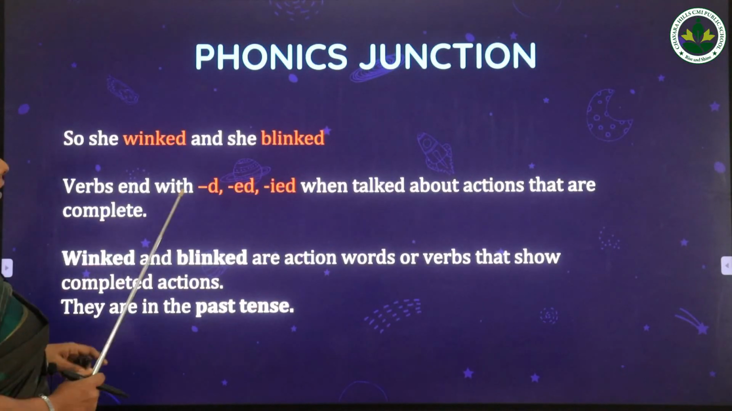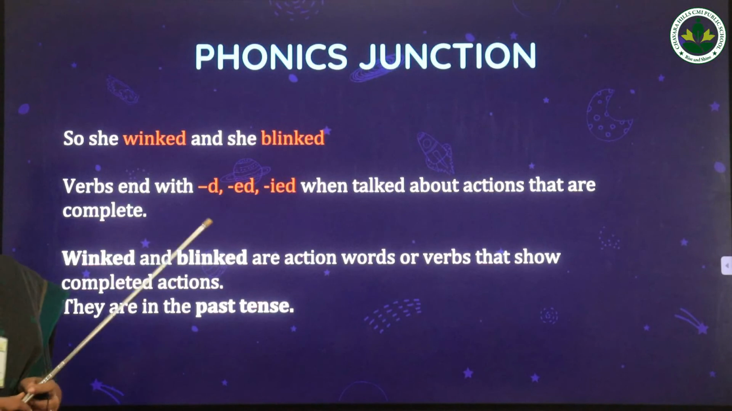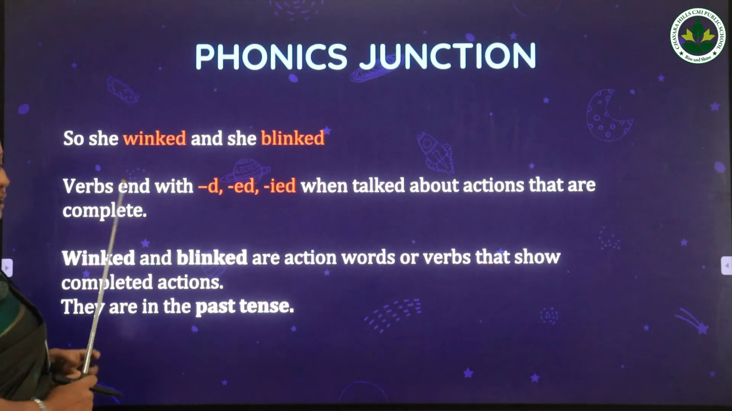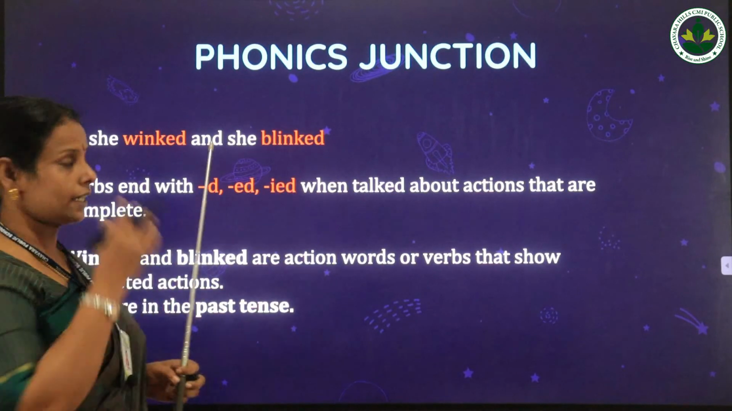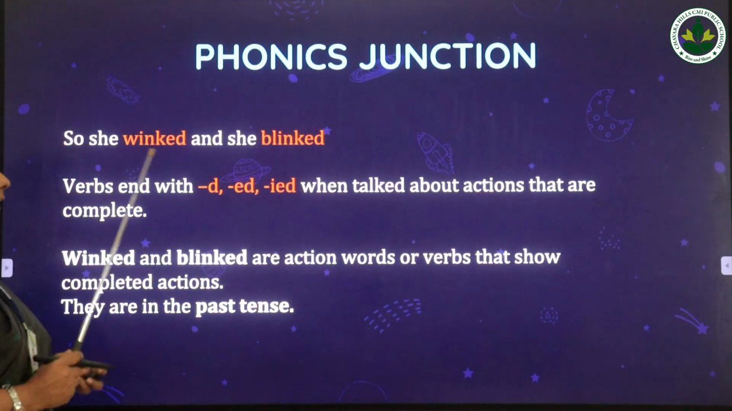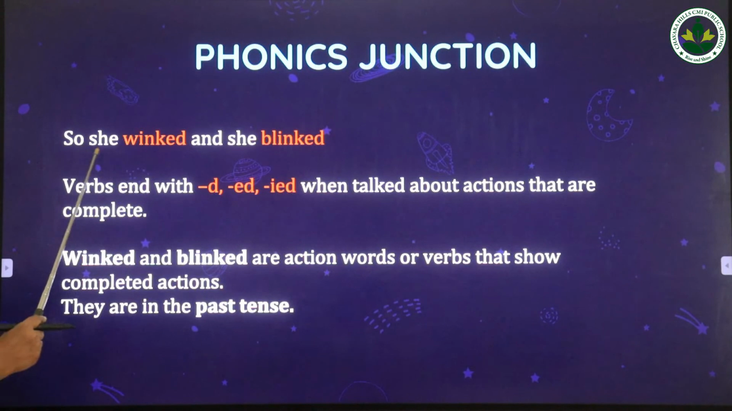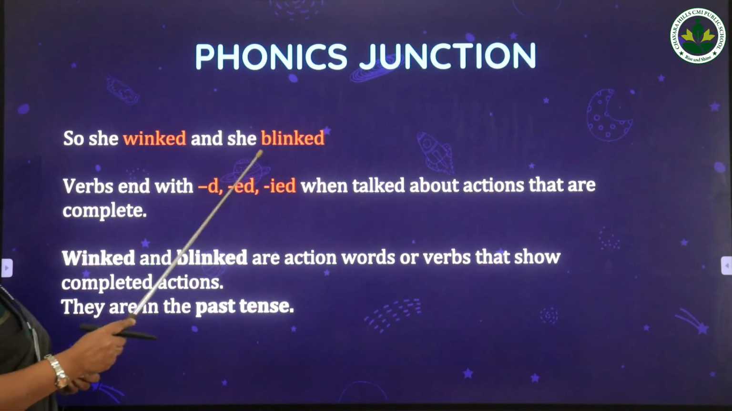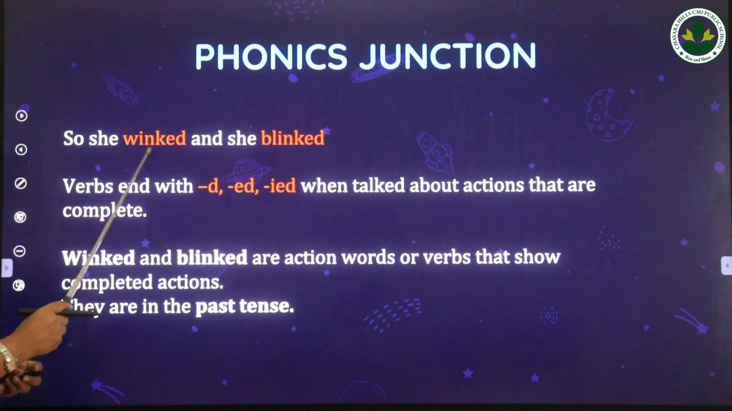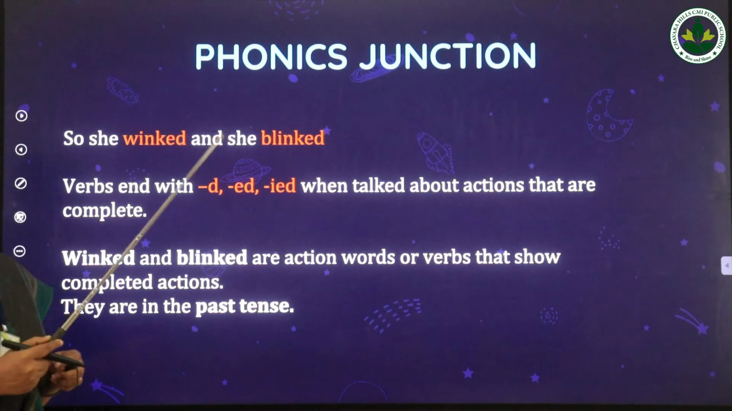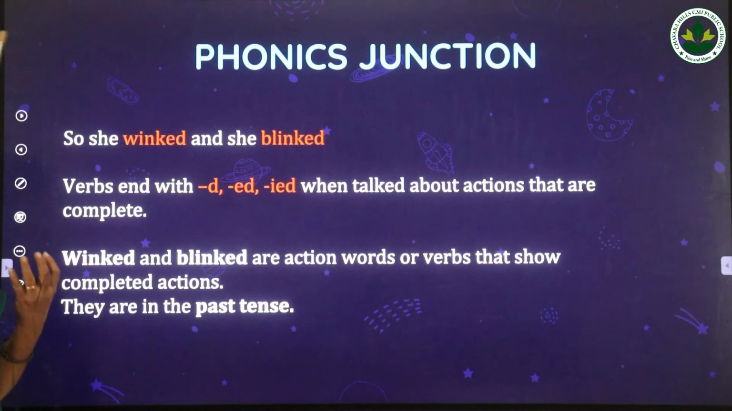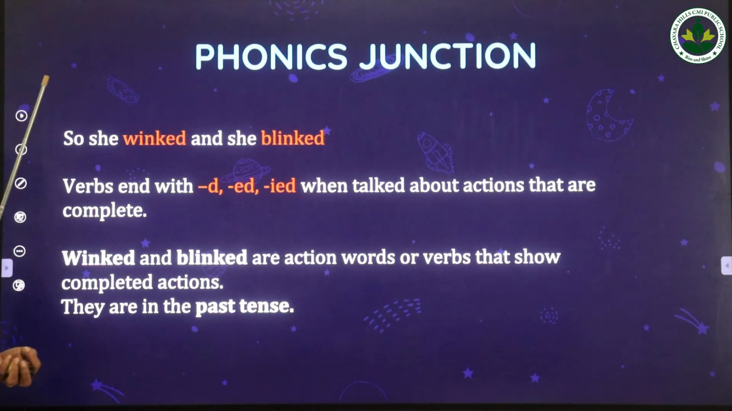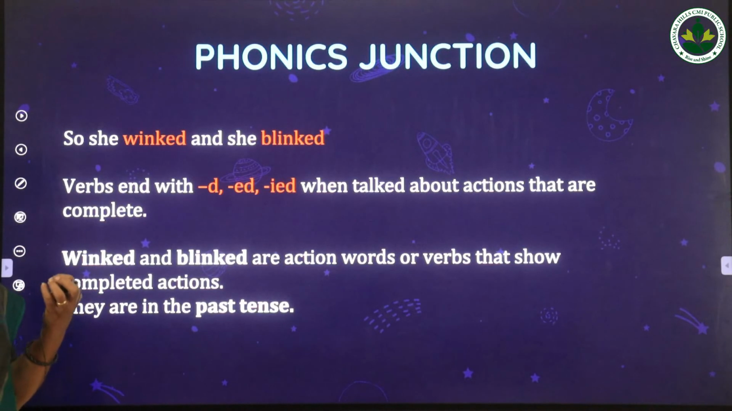Okay. Then next is grammar junction. Look at the textbook at page number 129, and there is a line from the poem given. So she winked and blinked. You know how to blink the eyes, isn't it? We will blink both eyes. If some flash or light is coming, we will be blinking our eyes. Winking means closing only one eye quickly.